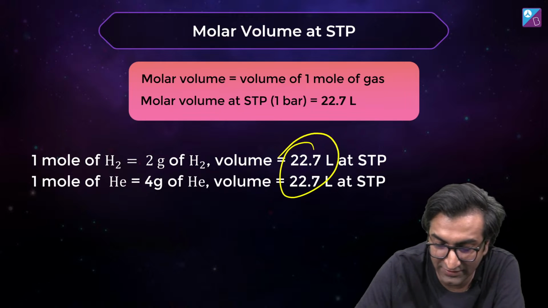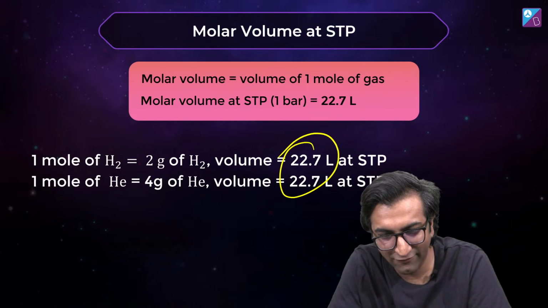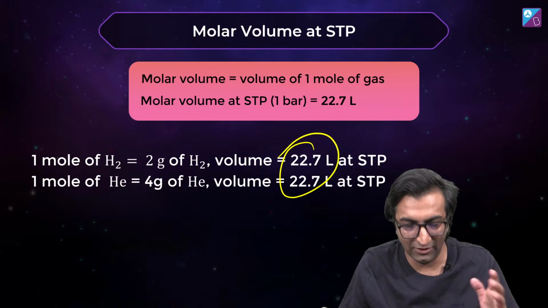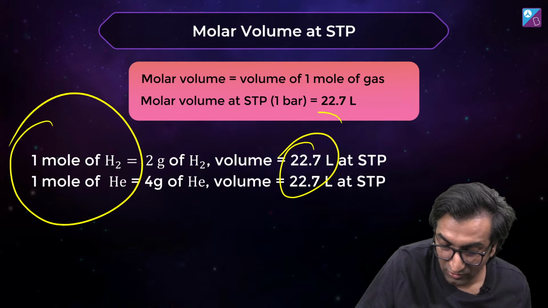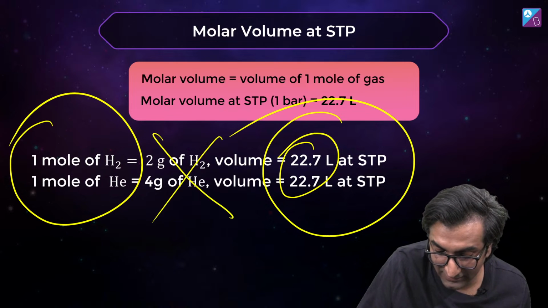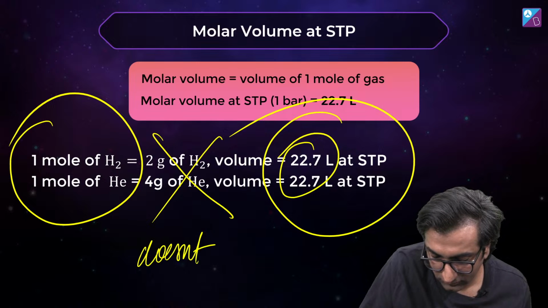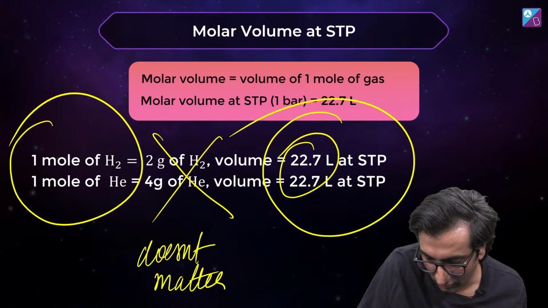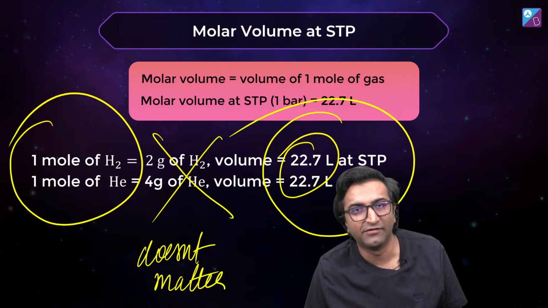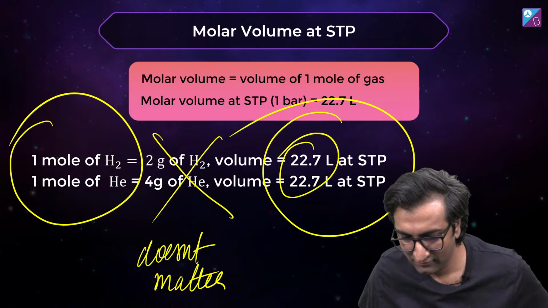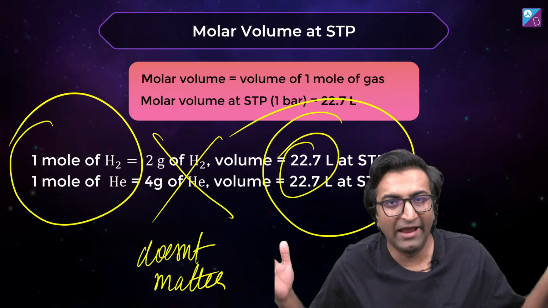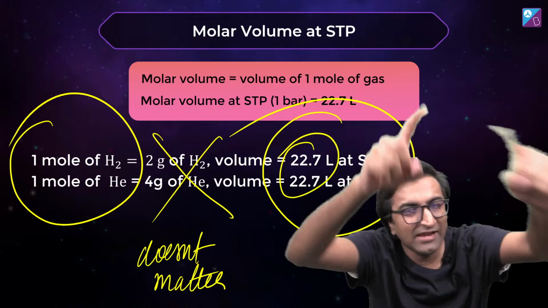दोनों का होगा 22.7. अरे 45.4 क्यों बोल रहे हो यार? देखो 1 मोल है तो वॉल्यूम सेम होगा. The mass doesn't matter. Okay, this is the takeaway from this. Crazy, right? अब है तो है भाई. Like, but why is it so?